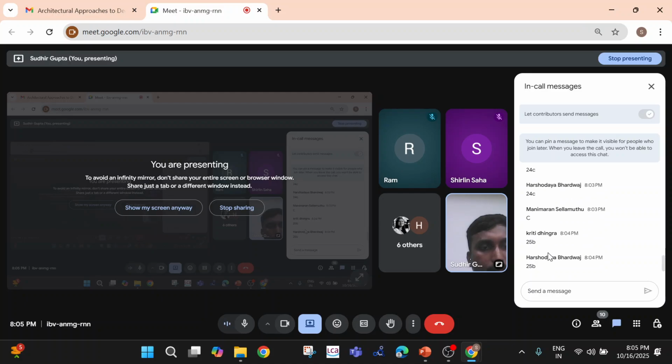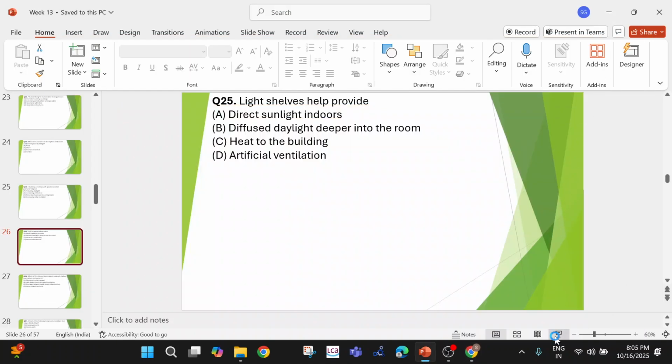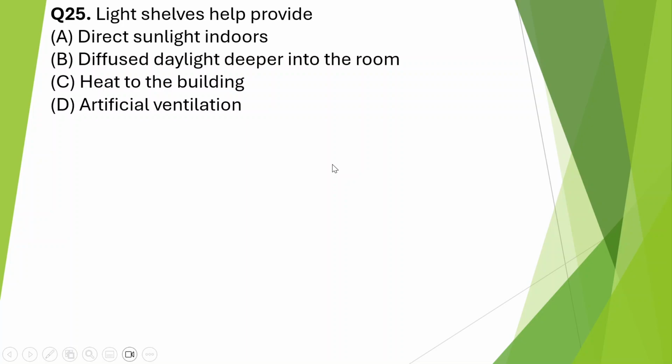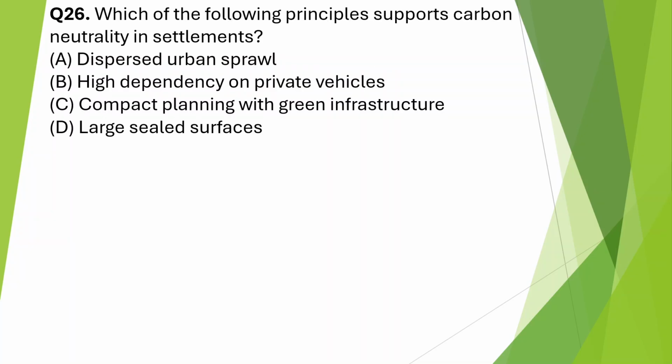It's 25B that has been marked by most of the audience, and 25B is the correct answer because it explained the function of each type of shading device, where a light shelf focuses on redirecting diffused daylight deeper inside the room. That was what you had already answered. So let us move to the 26th question.